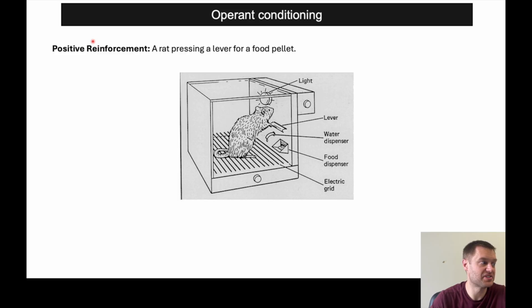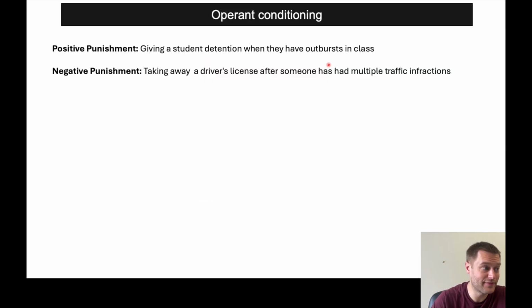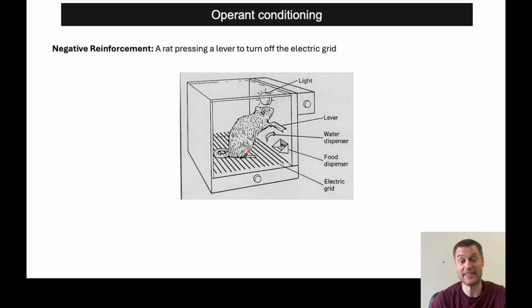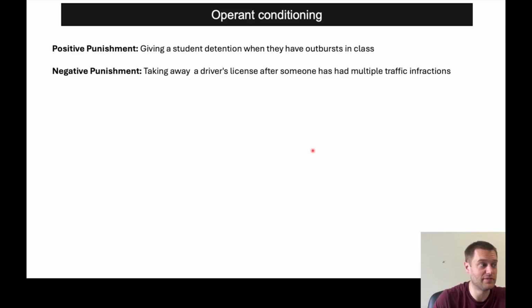So yeah, I already gave this example. Positive reinforcement is a rat pressing a lever for a food pellet. Negative reinforcement is a rat pressing a lever to turn off the electric grid, for instance. Let's say that's equivalent to the thirst example. If the electric grid is just on all the time, then you could train the rat to keep its paw on the lever to stop the electricity from flowing.